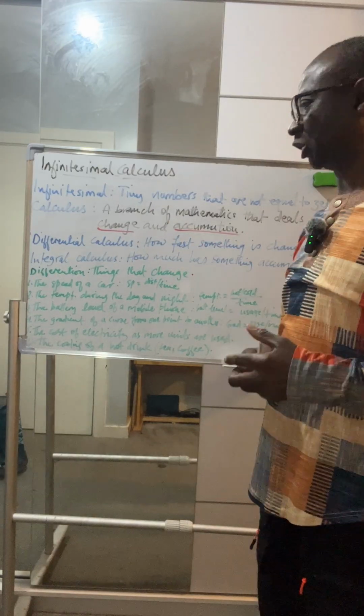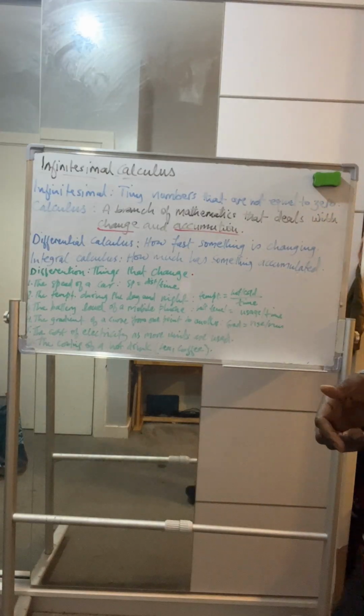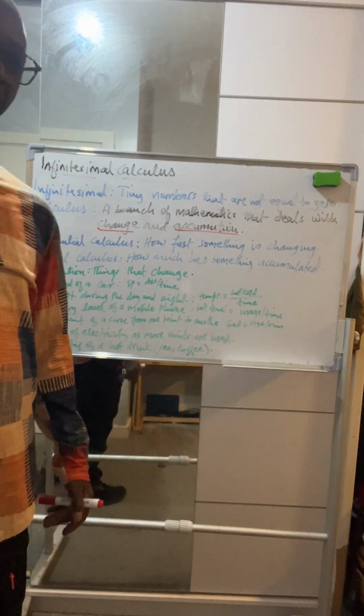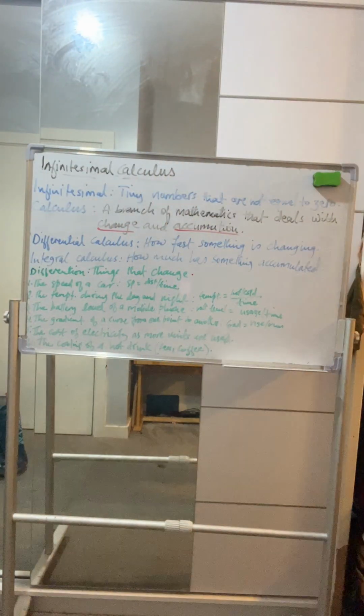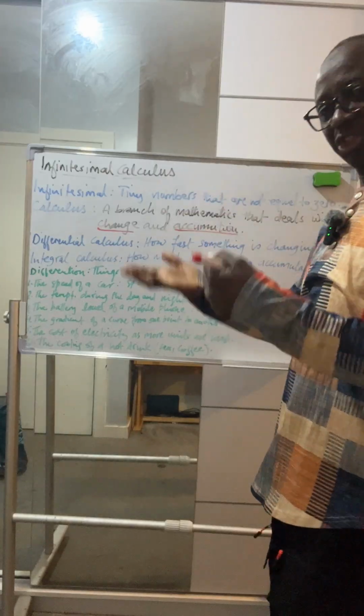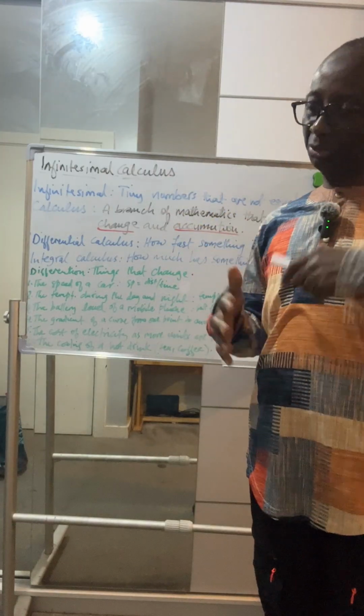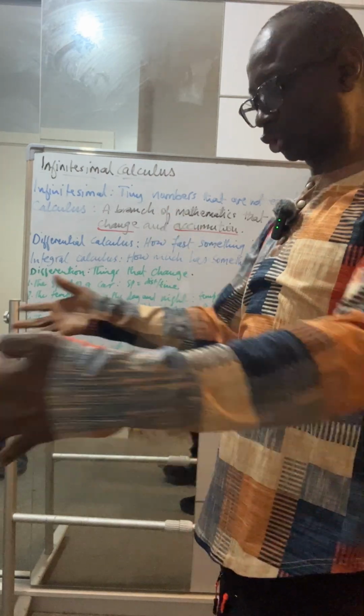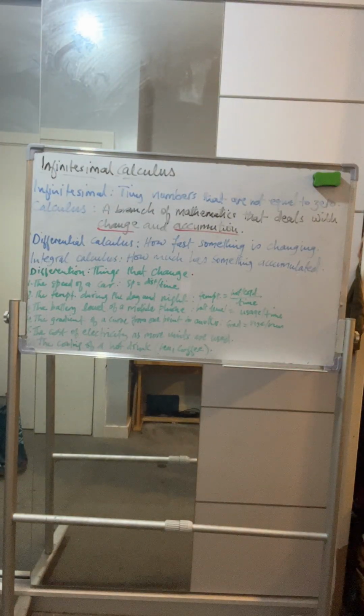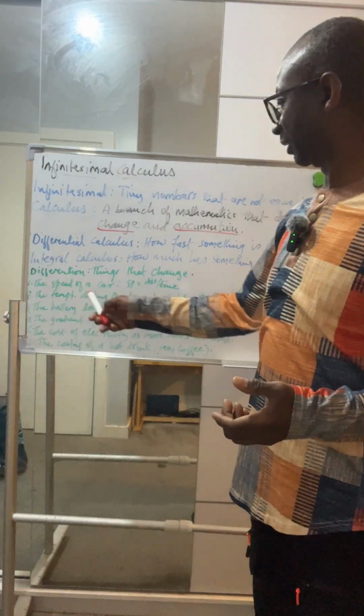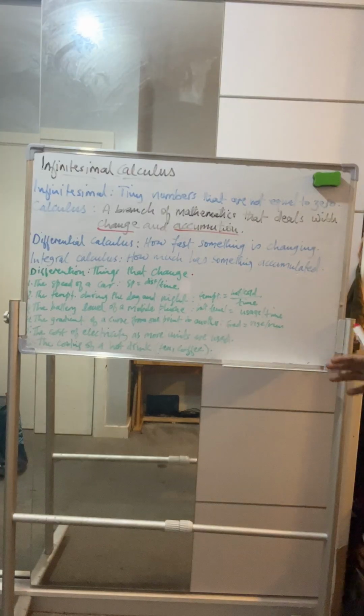Differentiation, we already said, deals with things that change. What are these things that change? The speed of a car. When you're driving your car, you accelerate, the car moves forward fast. That speed changes. You can't keep the same speed all the time. You must turn left or right, stop somewhere for a traffic light. So the speed changes. That's why the formula for speed is the distance you travel divided by the time you spent to travel that distance. So that is speed.